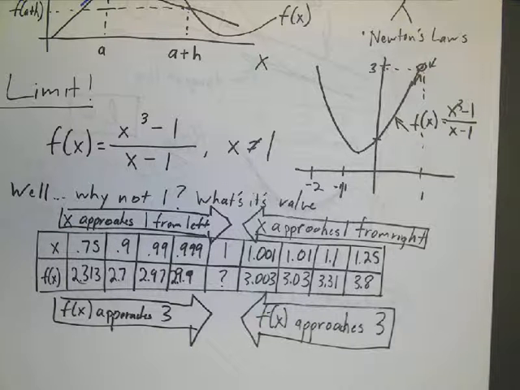Anyway, so that's the basis of what's going on here. I can get closer and closer and closer to this number, and it looks like it's going towards a value. But if I actually plug in the 1, what happens?